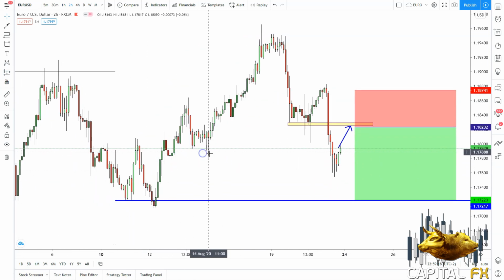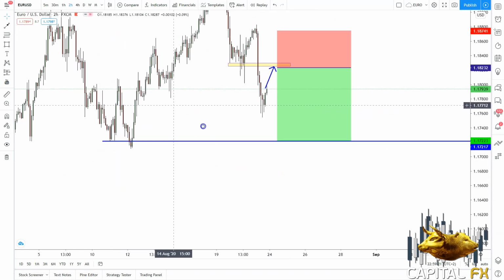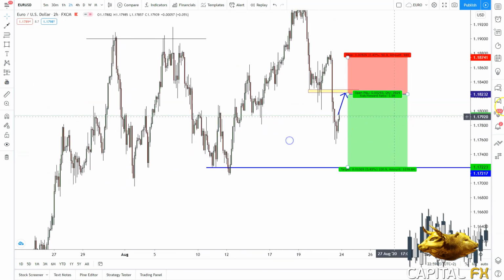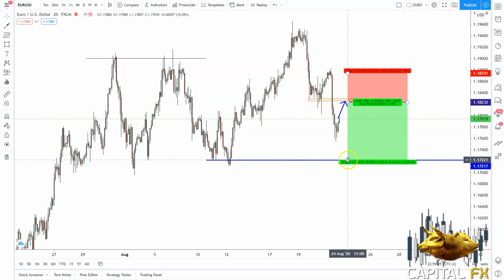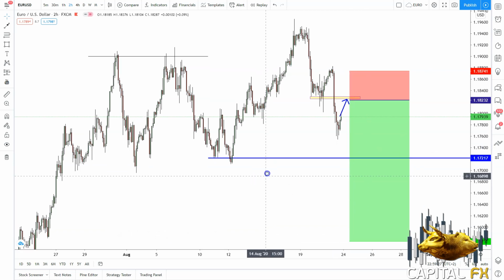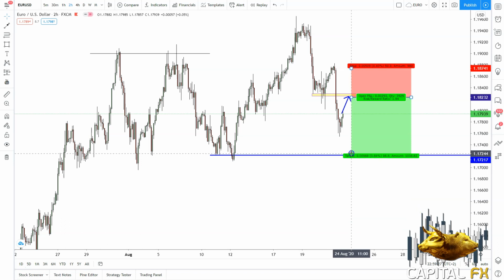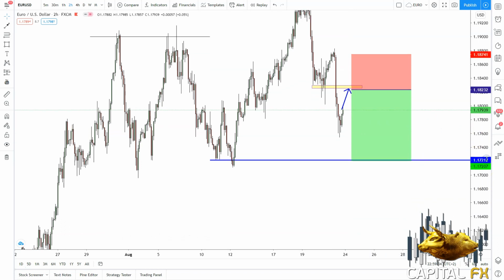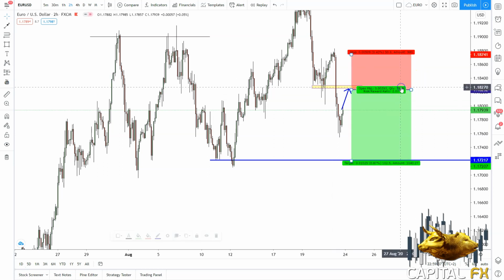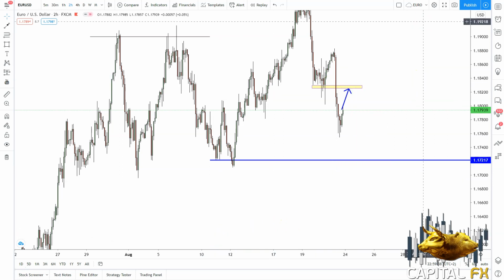We can use our Fib for the first target, but long term we can also have more trades, or we can actually hold this trade for much longer. But it's also important for us to define our first area of targets so that we can build that confidence, guys, and build our accounts. So that's EURUSD, guys.